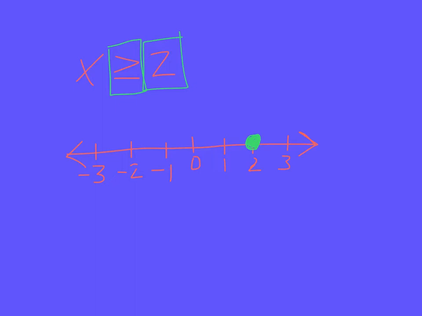What about -1 or 0? Is 0 greater than or equal to 2? No, it's less than. So we're not going to go this way. That means we have to go this way, to the right. So I'm going to color in my remaining arrow to the right. And that's what my graph should look like. So this means that x is greater than any number that goes to the right of 2.